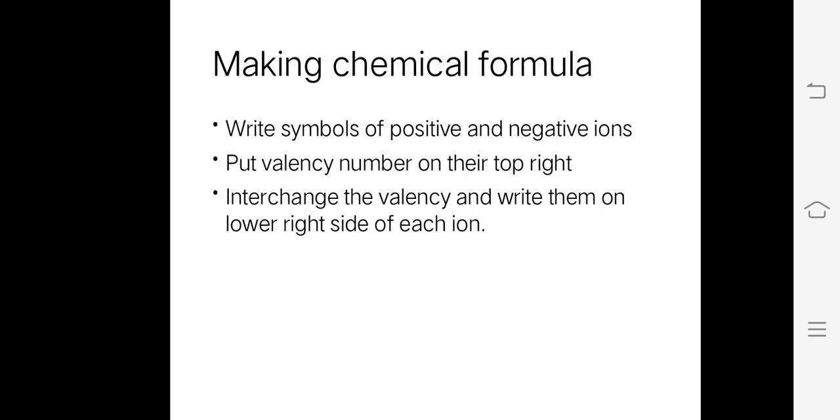How will we make the chemical formula? First we will write their symbols with positive and negative ions. Then put valency number on their top right. Then interchange their valency and write them on the lower right side of each ion.